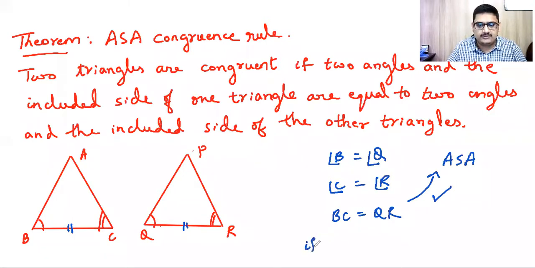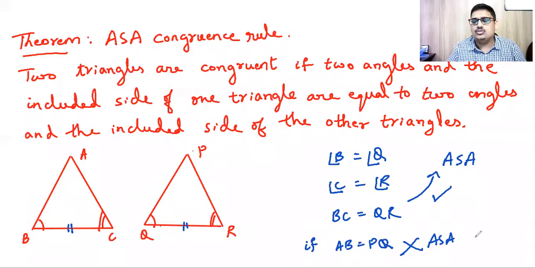If it was like this, if AB is equal to PQ, then students, you cannot apply ASA. You cannot apply ASA with angle B equal to angle Q, angle C equal to angle R, and AB equal to PQ. For using ASA, the third statement becomes extremely important. So what is the third statement? The side should be the included side. Okay.